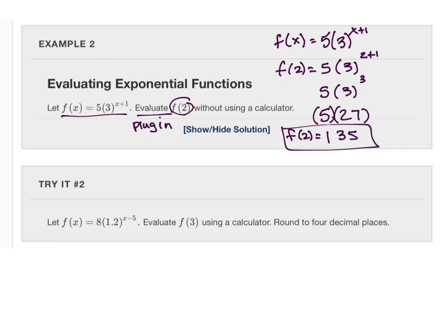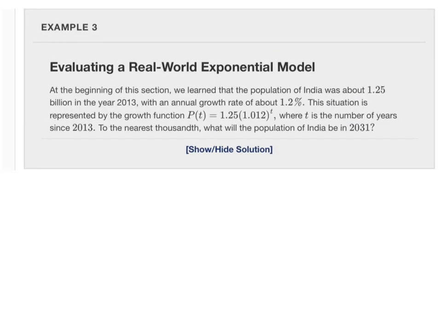Are we good with this? Evaluate? Not so hard? Do we want to do the try it, or are we good to move on? We can plug in a number. We're okay? We got it. All right, moving on. Example 3.